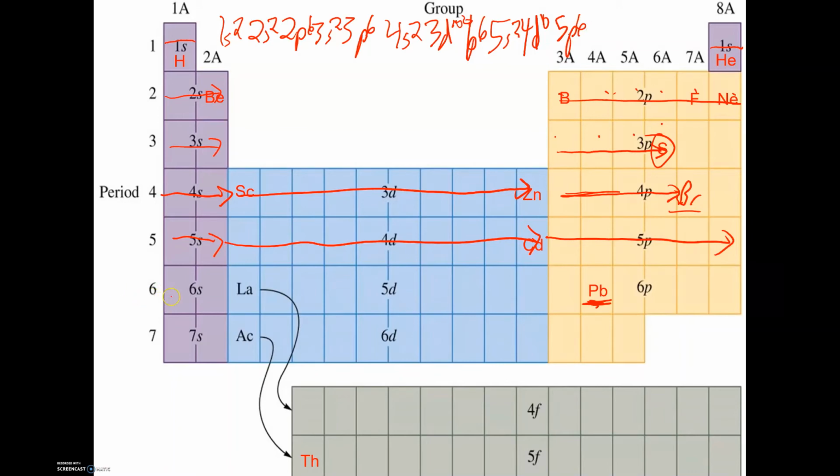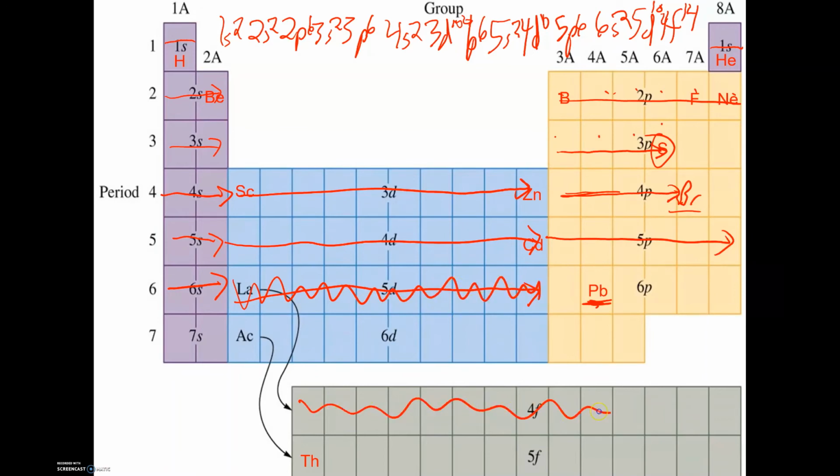Now we get down to the 6th row. So 6s2, we get to 5d. Notice that 5d then tracks down to 4f. So we have both 5d and 4f. Now the nice thing about this is lead is on the other side of those two. So we have 5d10 and 4f14. So you have to count all of your d's and you have to count all of your f's. And there's 14 in the f and there's 10 in the d block. Now we are going to finish with 6p2. And that is the configuration for lead.